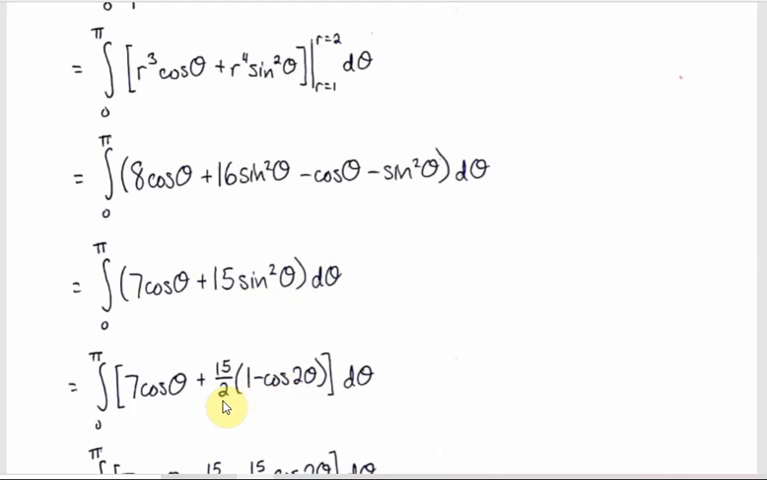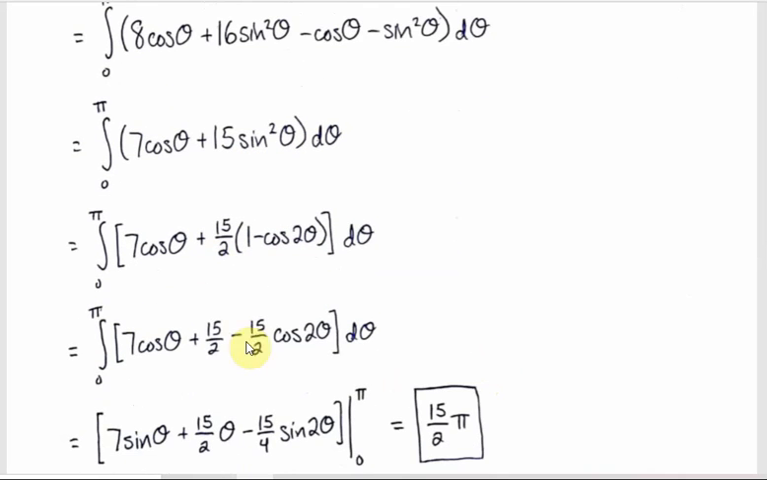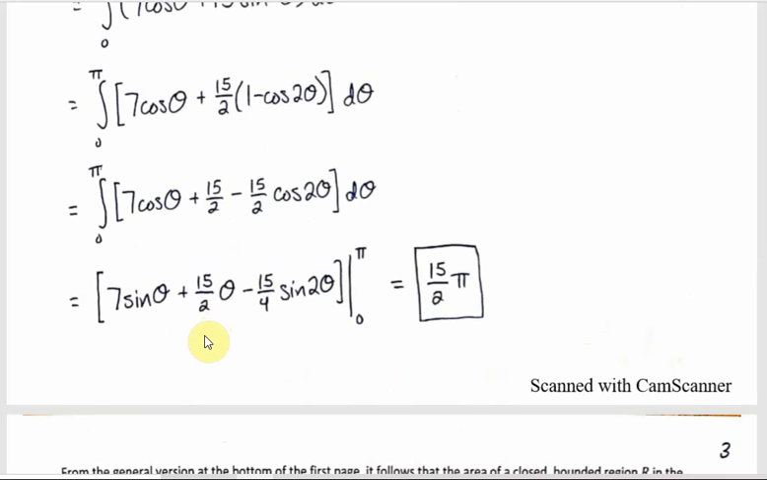I just pulled the over 2 out here, and then distribute the 15 halves, and then all of this is not too difficult to integrate. You integrate cosine to get sine, then 15 over 2, it's 15 halves times theta, and then if you want to integrate cosine 2 theta, that's 1 half sine 2 theta, so I multiplied the 1 half by the 15 halves to get 15 fourths, and then you just have to double evaluate that. Almost every term is 0 except for, I guess, the second one, right? Because sine of pi is 0, sine of 2 pi is also 0, but 15 halves times pi is the only term when you do the evaluation that's not going to be 0. So 15 halves pi is the answer here.